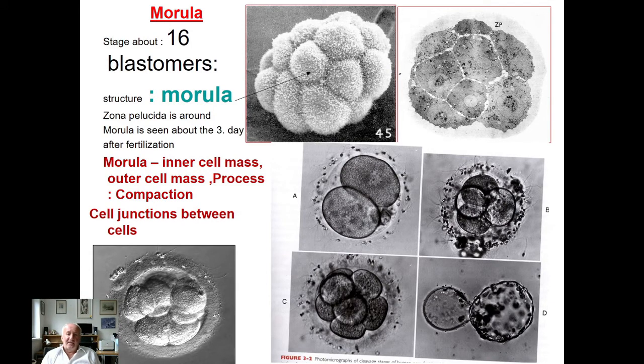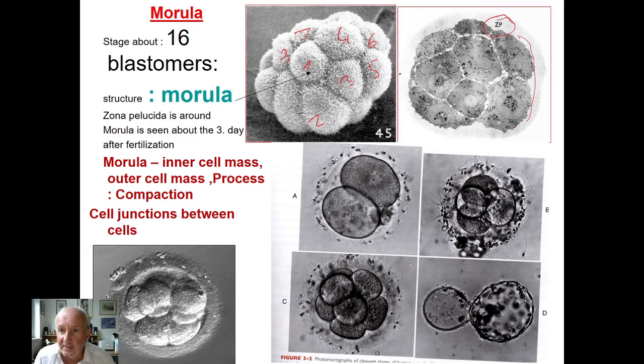This dividing zygote is slowly moving through the uterine tube to the uterus. Around the 3rd day after fertilization, we are on a level, look, it's a little bit complicated to count, but I think approximately about 16 blastomeres. You don't see behind. So approximately 16 blastomeres. In this moment, we have a new structure which is called the morula. Third day after fertilization is the morula. Zona pellucida is still around.